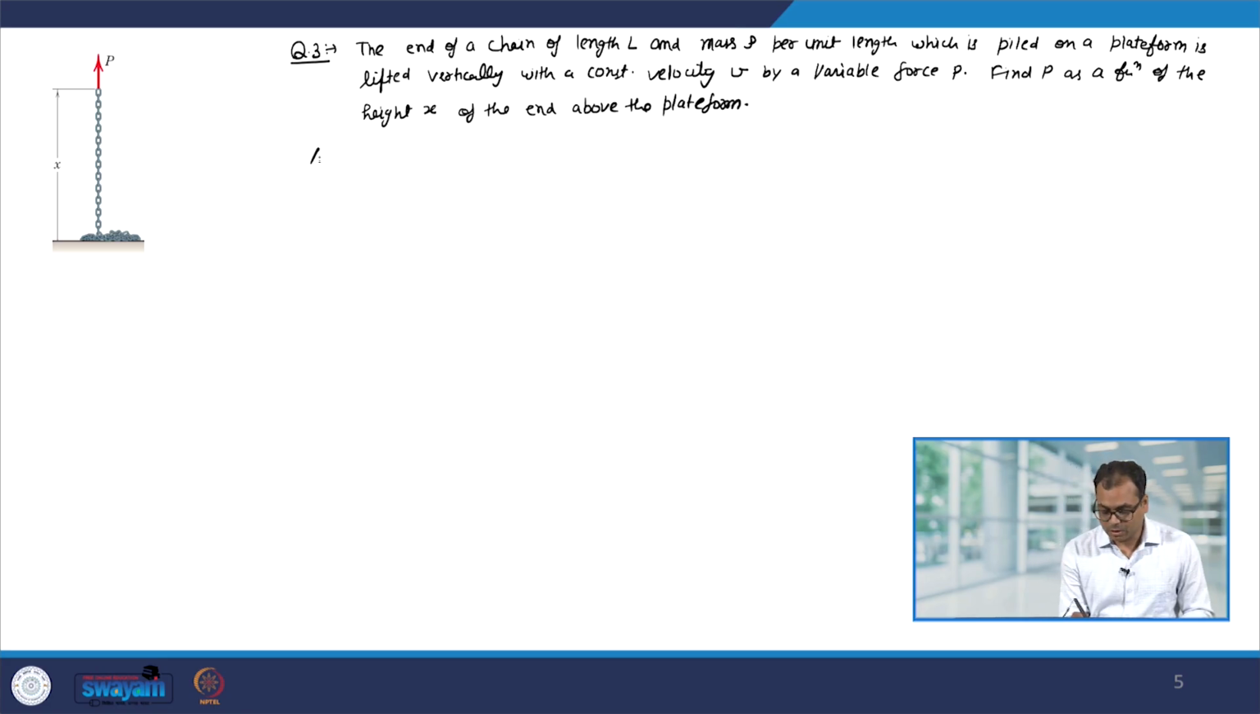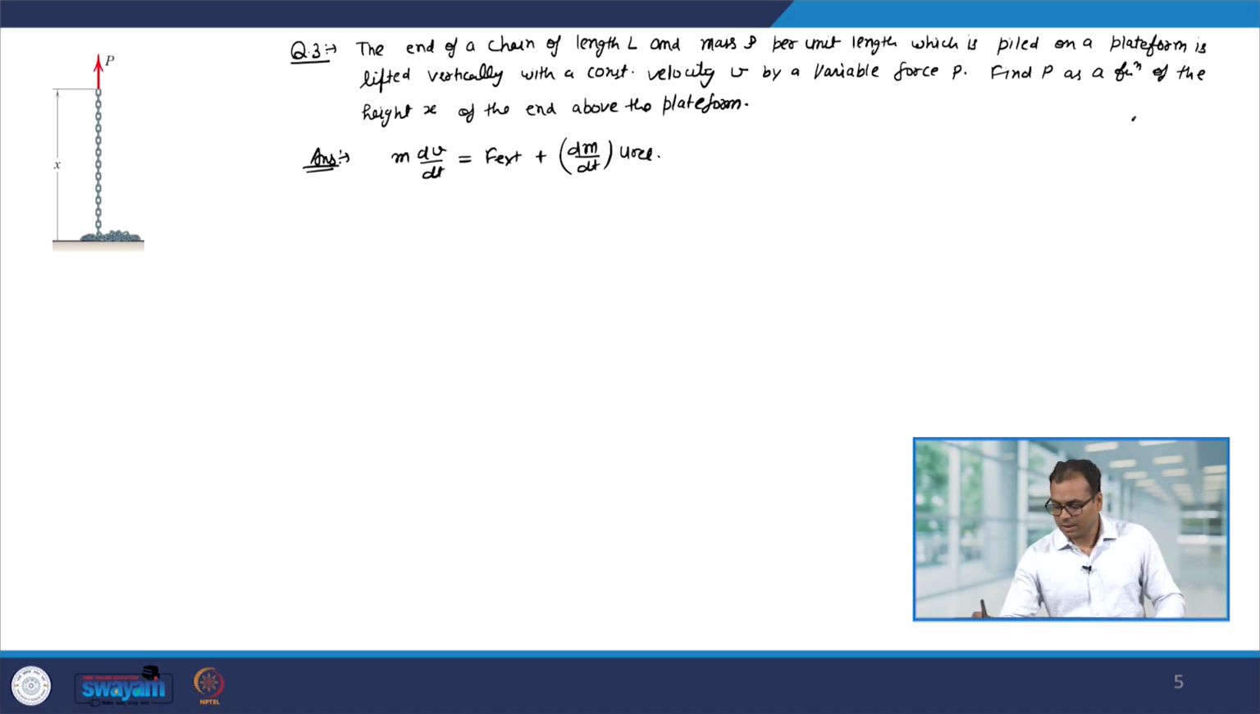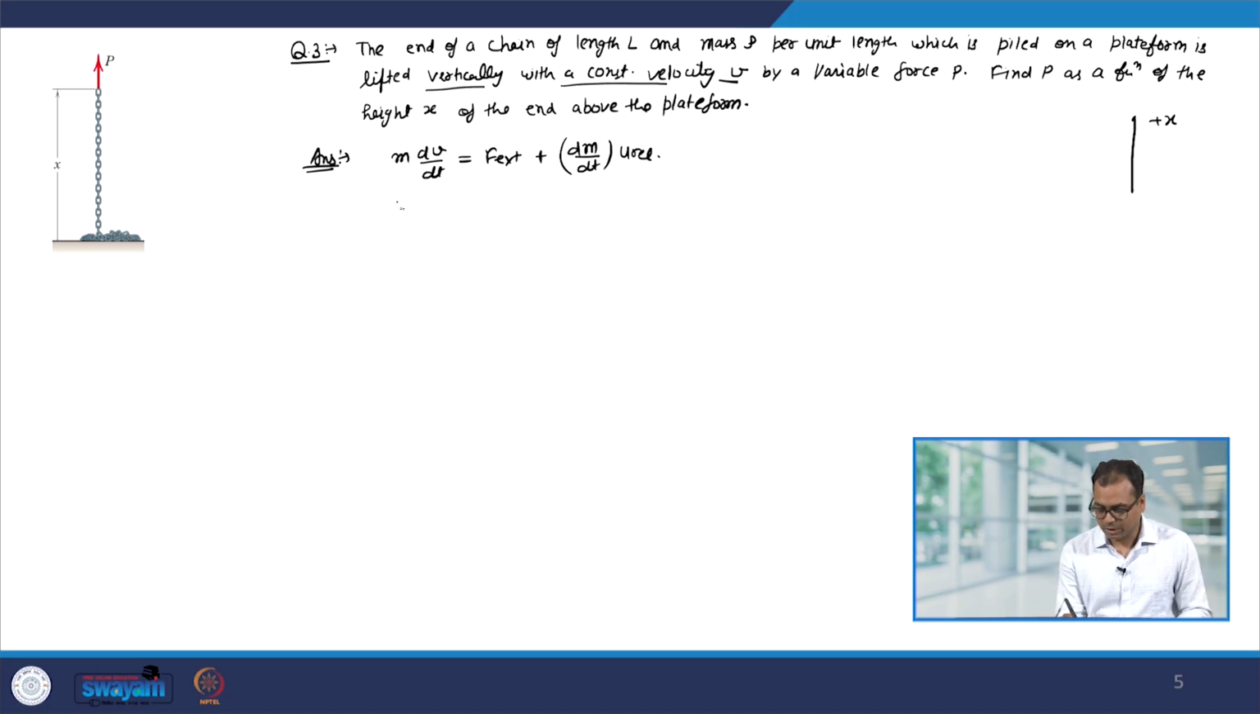So, again this is also a variable mass problem. Therefore, let us use the equation m dv by dt equals f external plus dm by dt into u rel. Let us take this as positive x direction, and it is given that the chain is lifted vertically with a constant velocity v. So, v is constant, therefore the acceleration, which is dv by dt, will be 0. Now, let us look at the F external force.